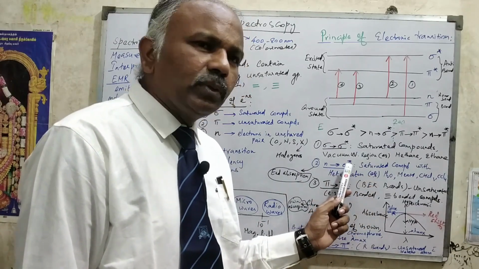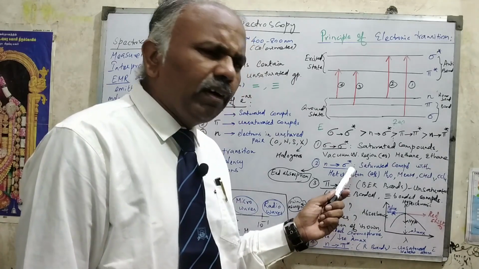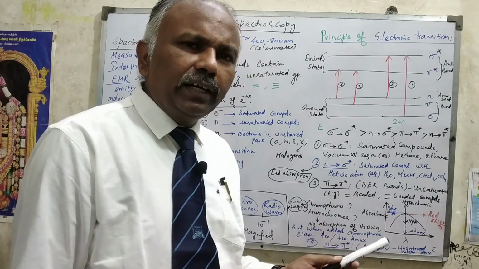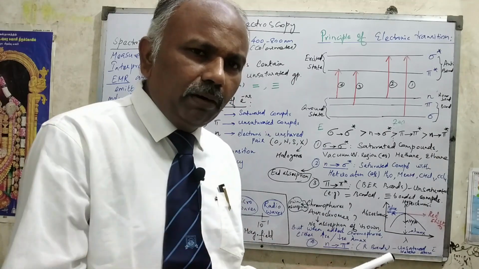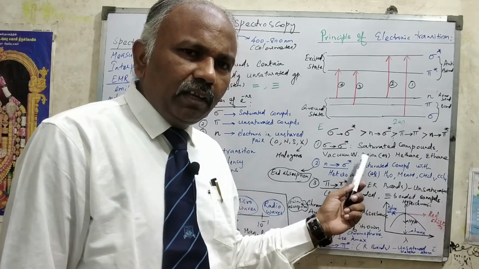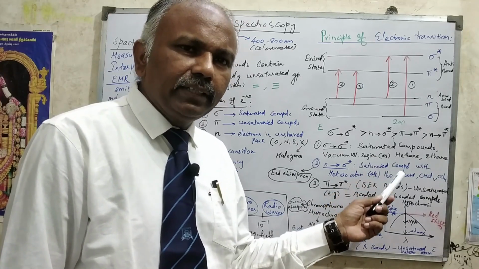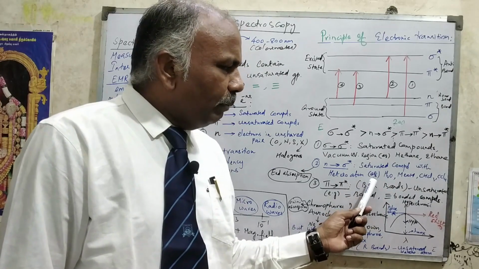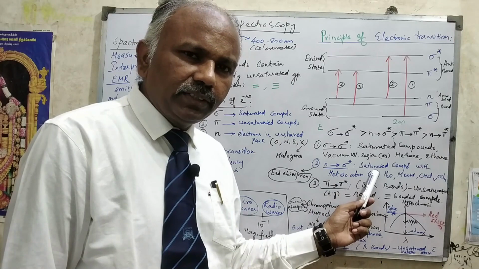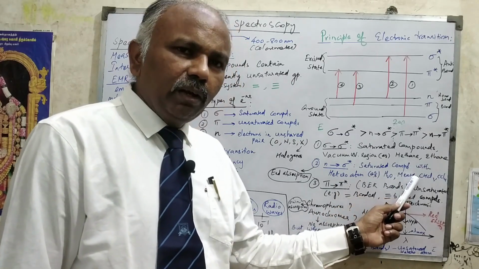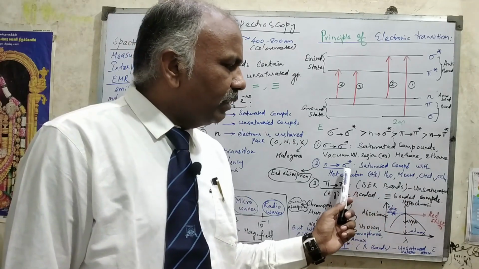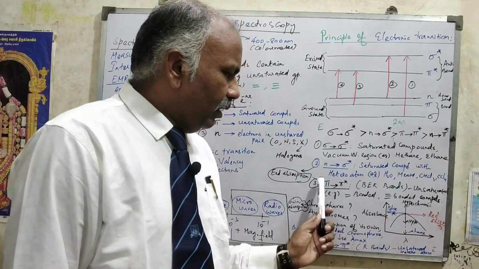Next comes your n to sigma star transition. When I talk about n to sigma star transition, it is present in saturated compounds containing heteroatoms. n is nothing but non-bonded, right? And sigma is saturated. So these types of transitions are absorbed in saturated compounds having heteroatoms. Examples are water, methanol. Most of the solvents contain n to sigma star transition: water, methanol, ethanol, chloroform, carbon tetrachloride, dichloromethane. All these solvents have n to sigma star transition, right?